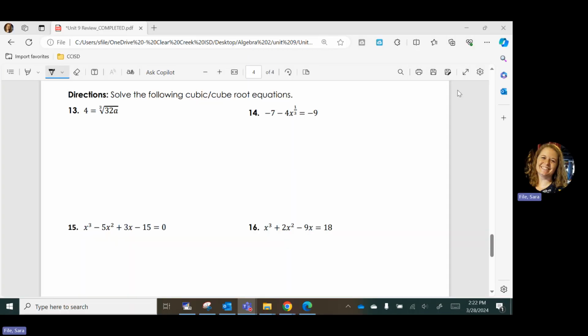Last video. This is the last page of the Unit 9 review. This is solving cube and cube roots. And remember, you can always check these in the graphing calculator as well. I'm going to show you algebraically.